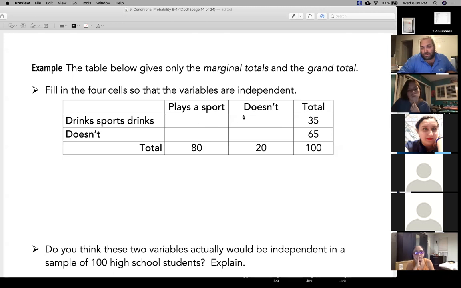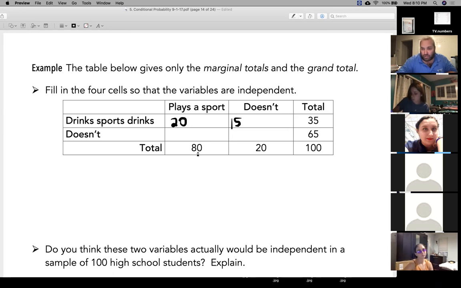No, you can't. Right? So give me any two numbers that might work for these two cells here. 15. Sorry, one more time? 20 and 15. Okay, let's try 20 and 15. Now, first of all, notice that they do add to 35, which is condition number 1, right? These two numbers must add to 35, correct? Okay, now, 20 over 80 and 15 over 20, are those equal?